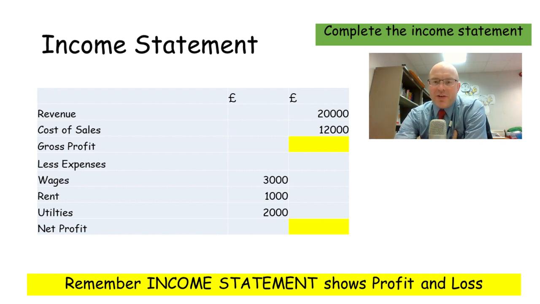You then need to work out your net profit. So first you need to add up all your expenses. You've got £3,000, £1,000 and £2,000, which gives you £6,000 in expenses. And you need to take that away from your gross profit, which gives you £2,000. Remember, the net profit is the profit that the business gets to keep at the end of it all.